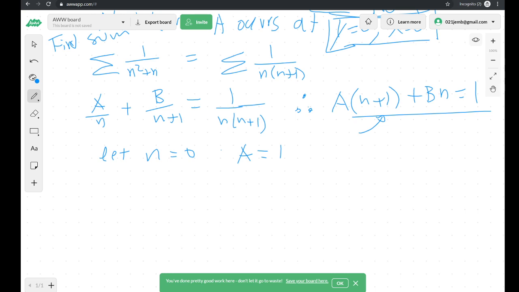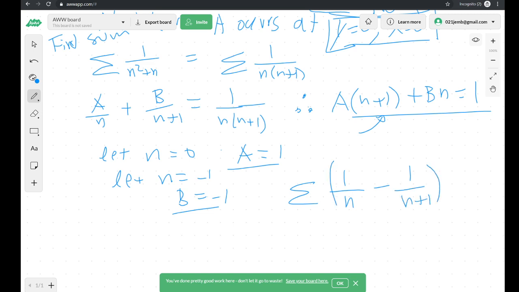Now, given that a equals 1, if we let n equals, let's say, negative 1, because that will get rid of the a, then b has to be negative 1. And then here I stopped on the review. I don't know why. But anyways, I'm going to finish this here. And so we find that this is basically the sum from 1 to infinity of 1 over n, because a equals 1, and then minus 1 over n plus 1.